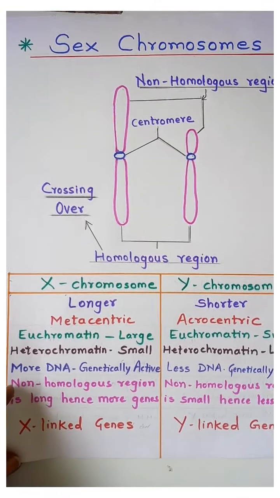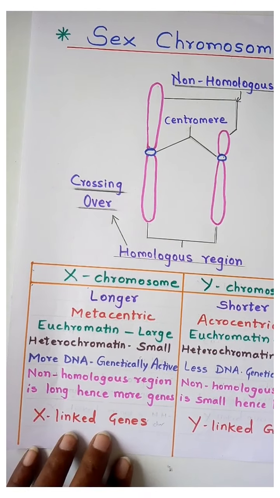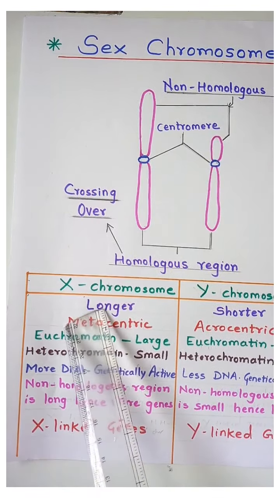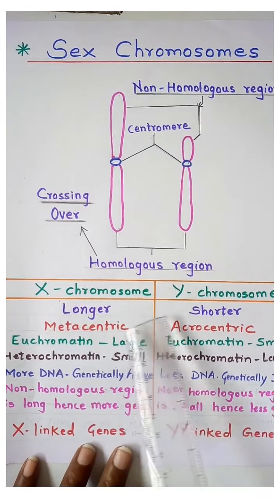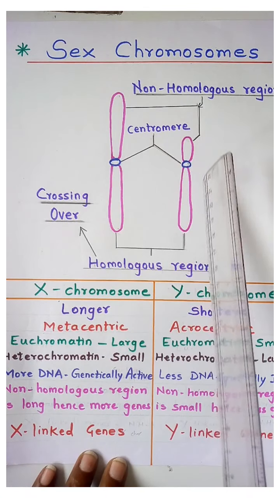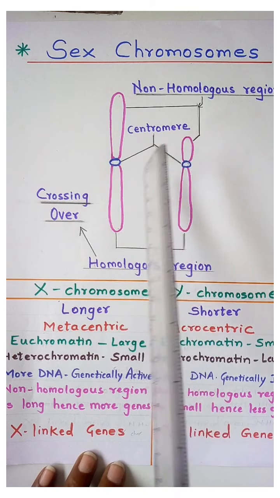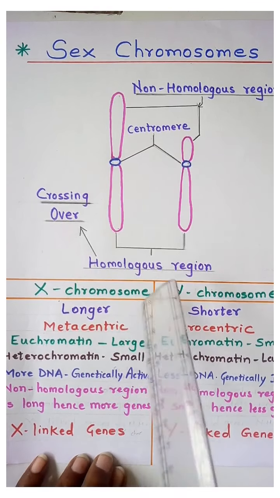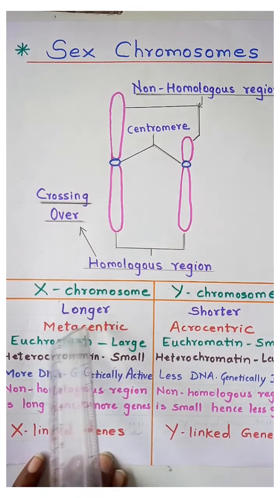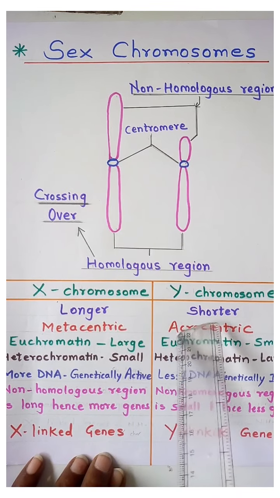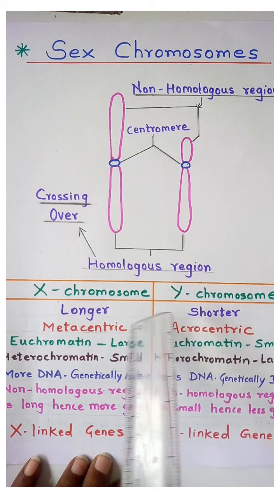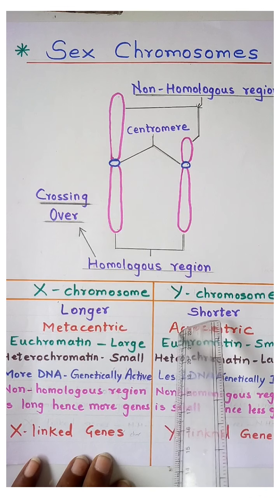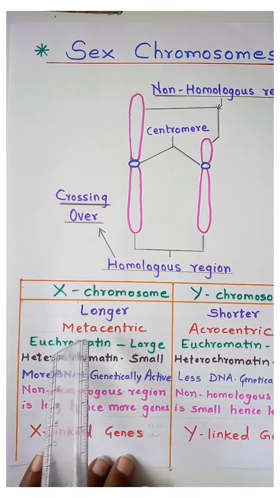Let us revise the differences that we have taken. The X chromosome is longer, the Y chromosome is shorter. See, it is comparatively longer and shorter. Then the next point of difference is that the X chromosome is metacentric and the Y chromosome is acrocentric. This is on the basis of position of centromere.